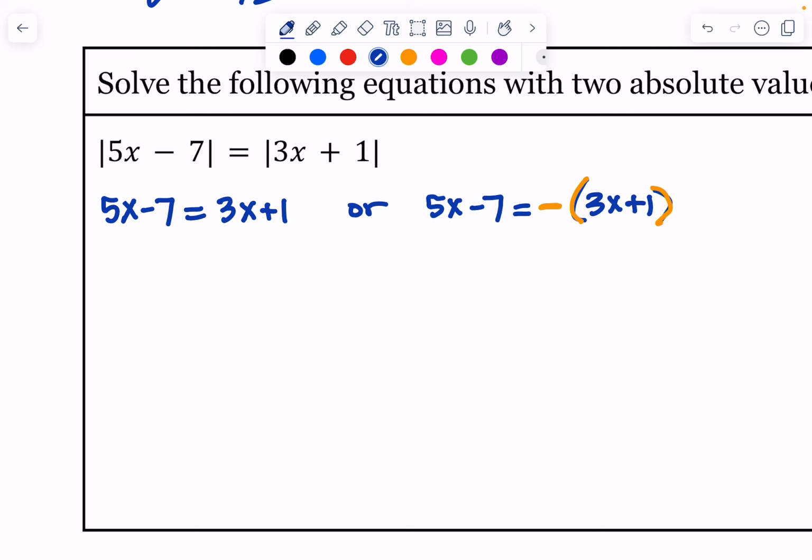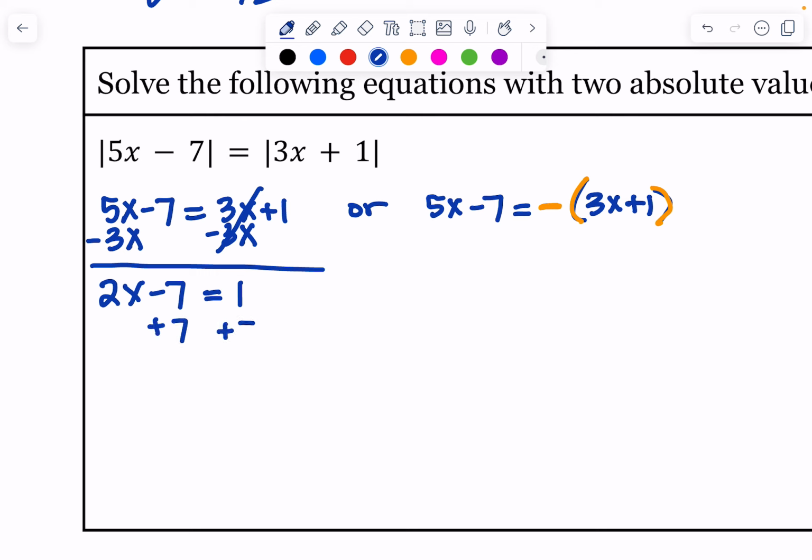All right, let's solve the first one first. Minus 3x. We've got 2x minus 7 is equal to 1. Add 7. 2x equals 8. Divide by 2. Our first solution is 4.